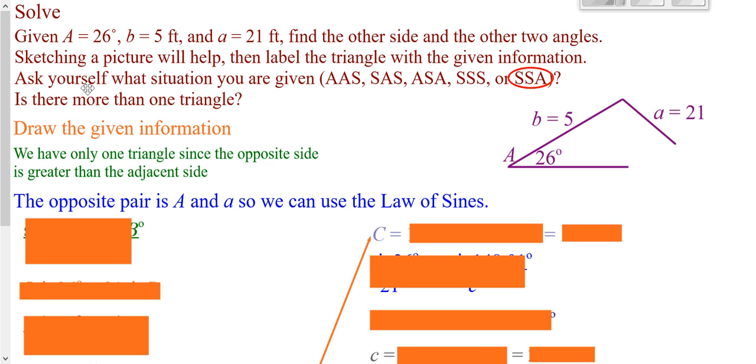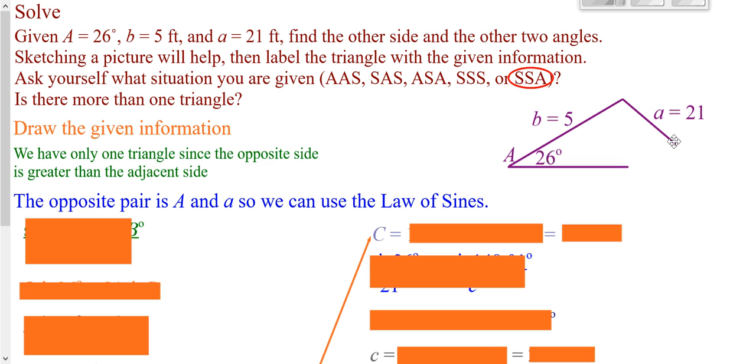So here we have a given situation. If you draw that out, your angle, your opposite side, because it's A and A, and then side B would have to be adjacent to your angle. So I put my angle down here, my opposite side, and my adjacent. This is a side-side angle situation. So we got to check to see how many triangles are formed.